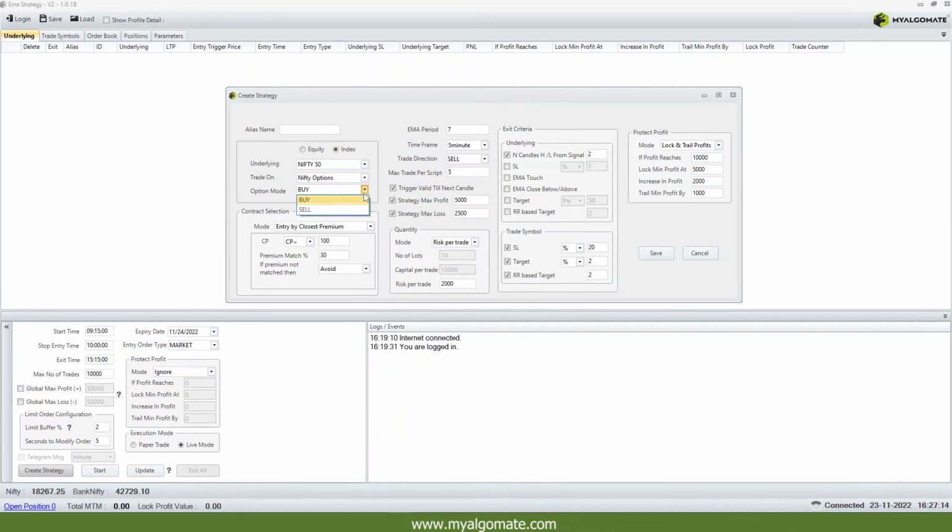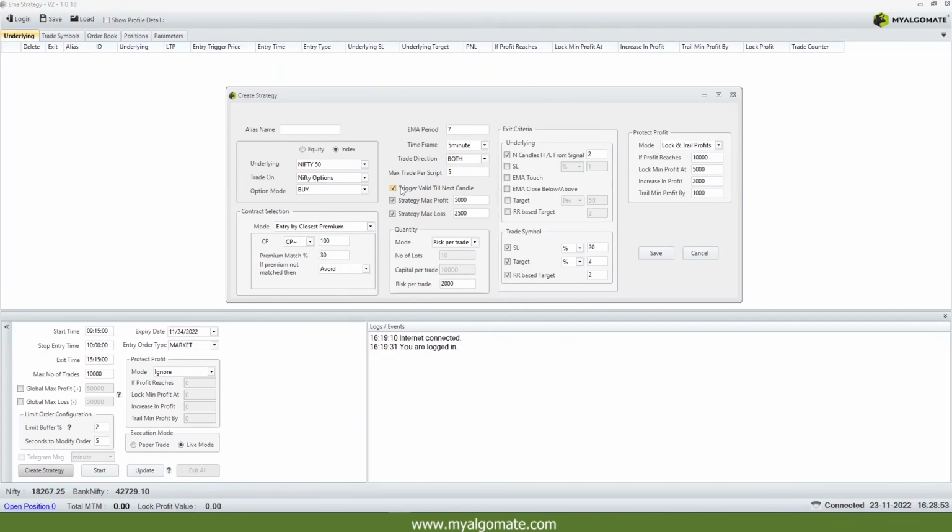Option mode is whether you want to buy the option contract or sell the option contract, and this is whether you want to take the long side trades or short side trades, or you want to take both. You can also set how many entries you want to take in any particular stock, or let's say Nifty.